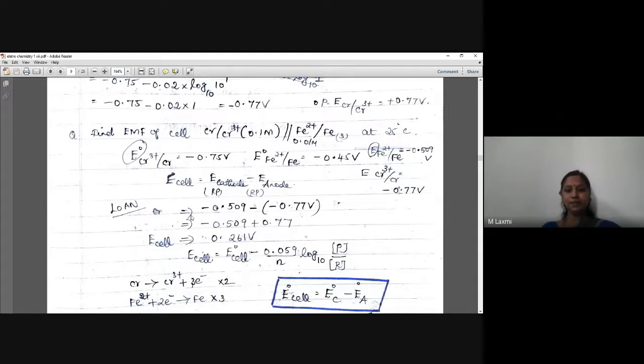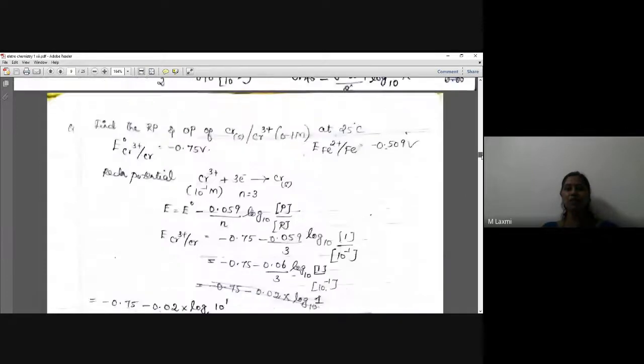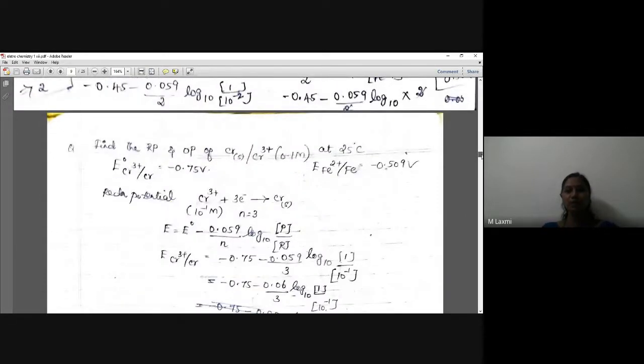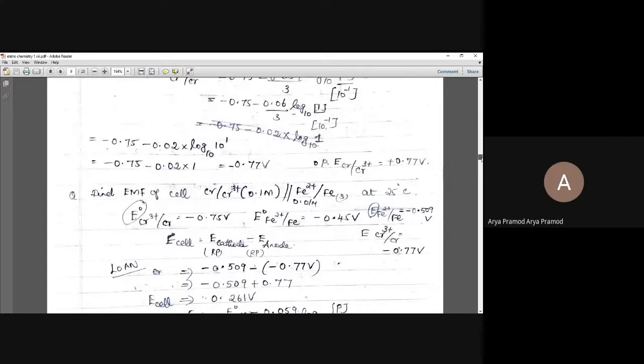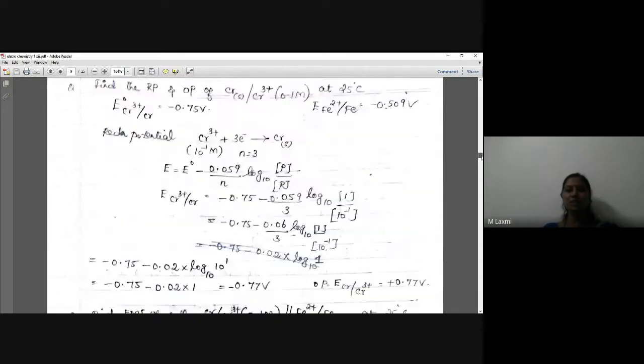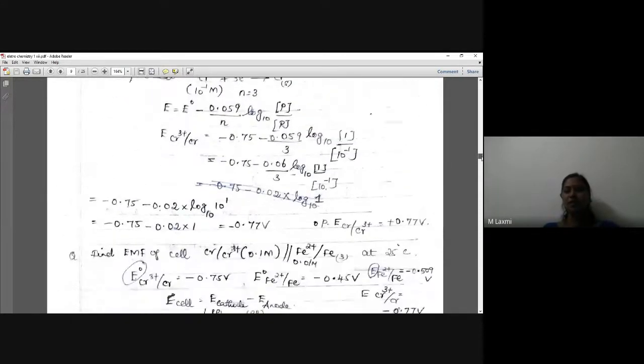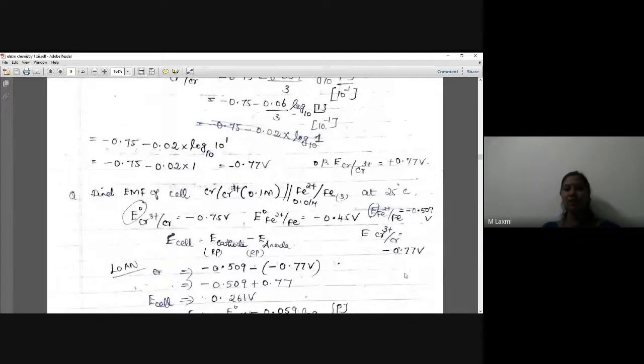Okay, Arya. Yes, ma'am. Because the main function of the Nernst equation is to find the E of cell at any concentration and any temperature. So these two values were from the previous numerical. Minus 0.75 and 0.59, from the previous problem I have written here, and I have used them to find this one. Okay.